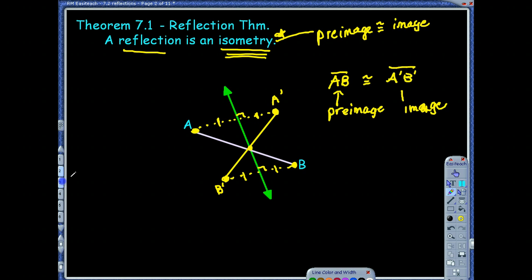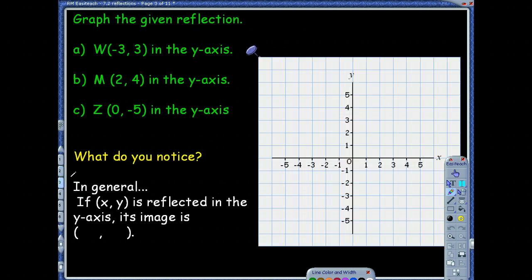All right, we are going to perform some reflections. And notice that we've got a beautiful coordinate plane, because it is so much easier to do reflections, and really a lot of these different transformations, when we've got a coordinate plane. We're going to see that a lot this chapter. The first one says we're going to reflect all of these points, W, M, and Z, in the y-axis.